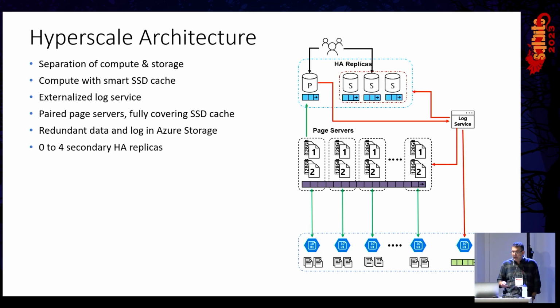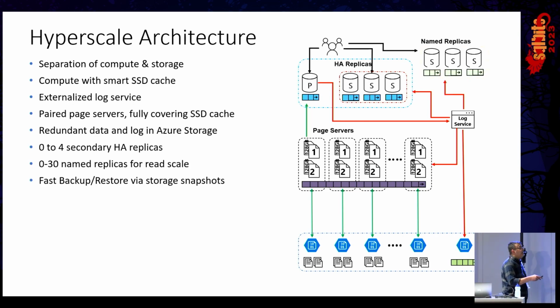Then, for availability reasons, you can have 0 to 4 replicas. These replicas are failover targets. So if this compute fails for whatever reason, the secondary becomes a primary. And you're also enabled to route read workload with app intent equal to read only to this set of replicas. And it gets load balanced across them. Right? So that's one more thing.